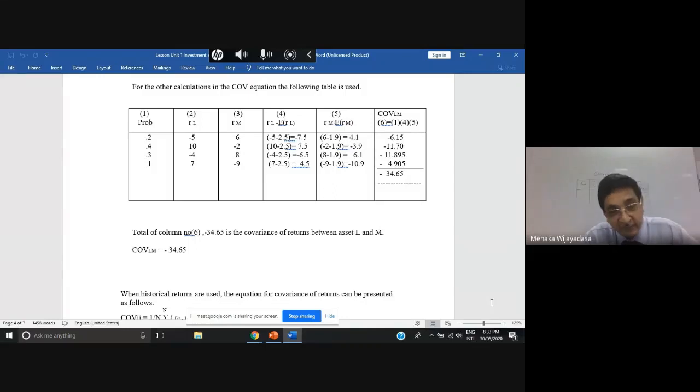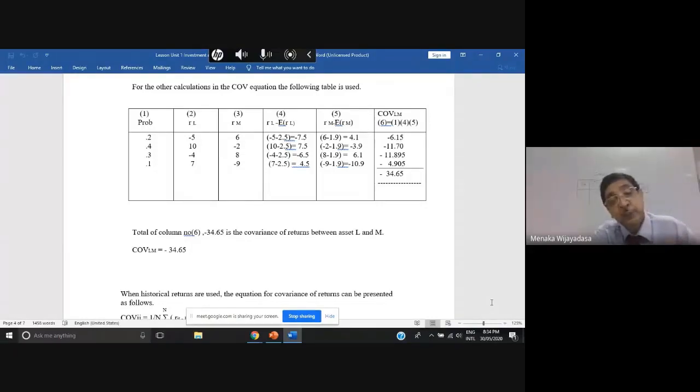Now what do you mean by this? This is the most important thing. Now the meaning here is, the both of the returns will have a negative relationship. That means if one goes up, the other goes down. For example, this particular result indicates that if returns of L go up, returns of M may go down. So that is the indication given by this number.